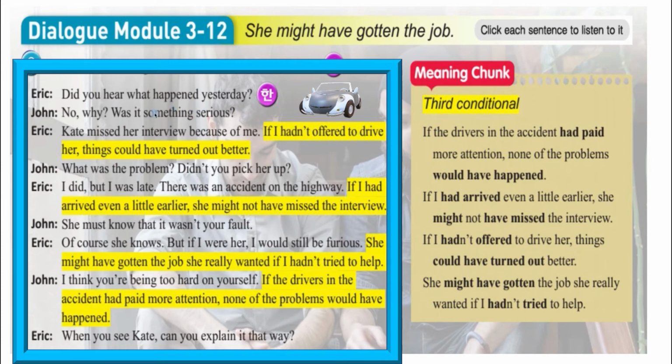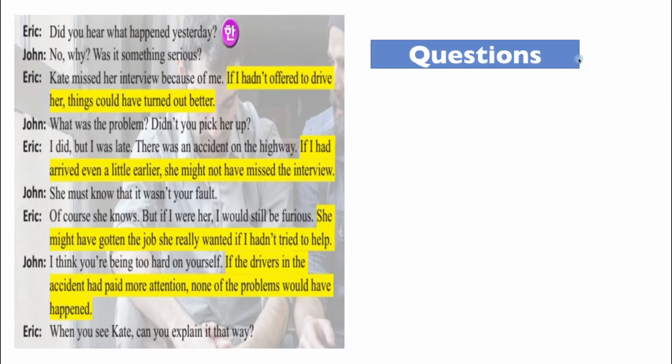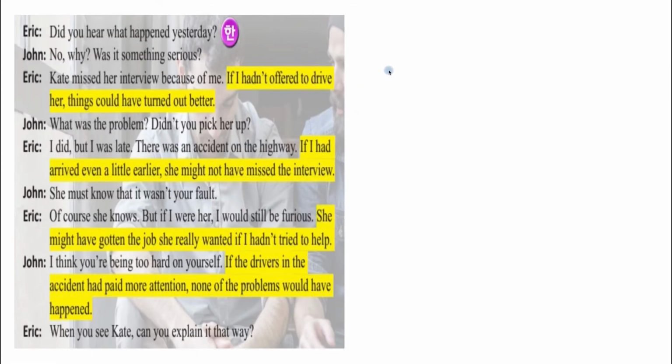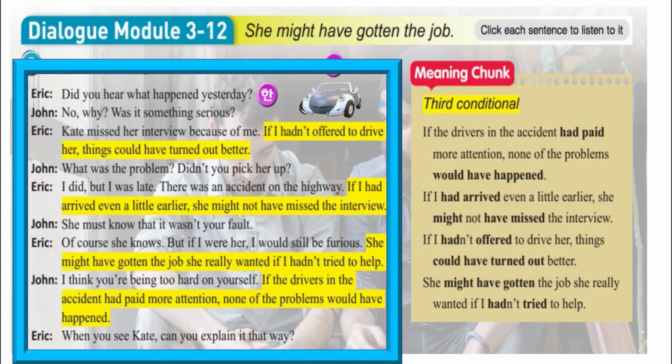Well, it mentions here that we've got Eric and John talking about Eric giving Kate, he offered to drive her. But it didn't work out. She might have gotten the job. So meaning Kate missed an interview, and we're going to look at why. Eric must be feeling very guilty. So we're going to look at why he might. But before we do the questions, we will read the dialogue. So listen and pay attention to the parts with the if conditional.